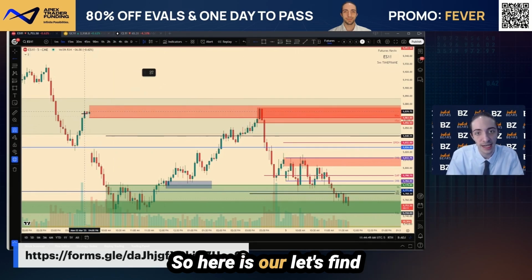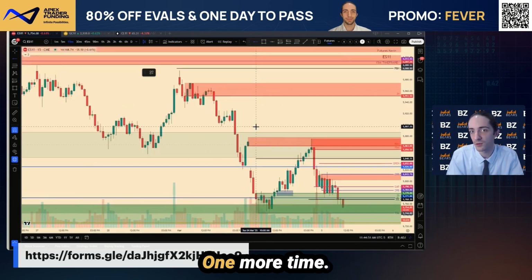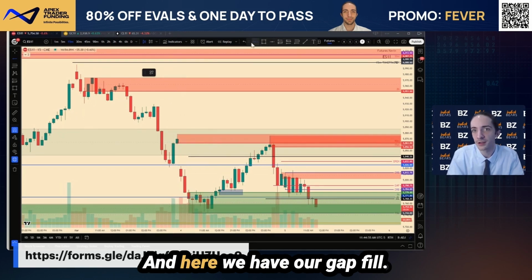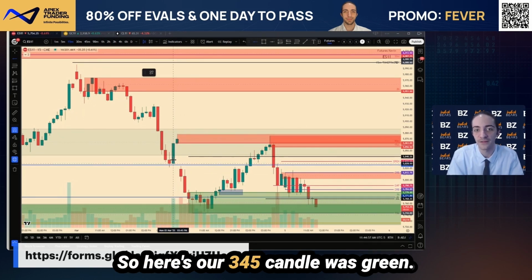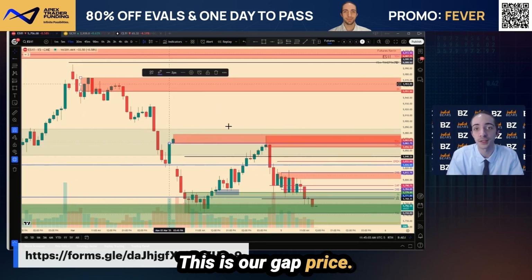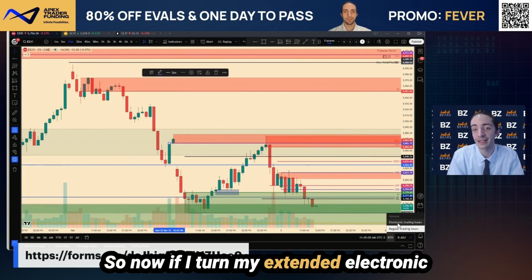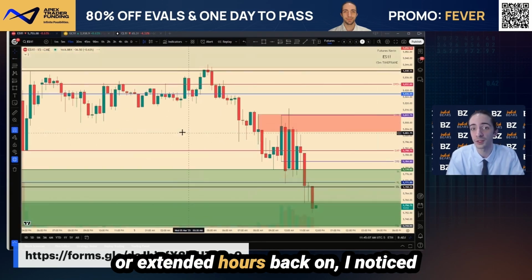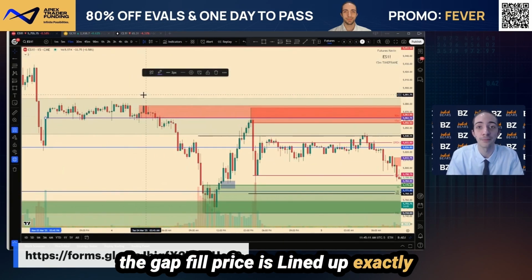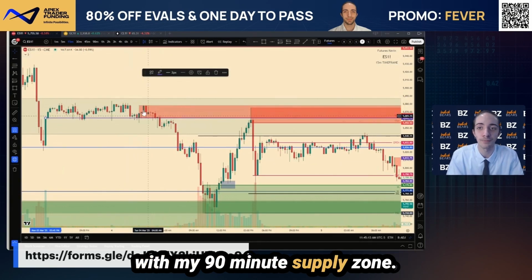So here, we're on the 15-minute one more time. We had our 90-minute supply right here. And here we have our gap fill. So here's our 345 candle, it was green. This is where the 345 candle closed. This is our gap price. So now if I turn my extended hours back on, I notice the gap fill price lined up exactly with my 90-minute supply zone.